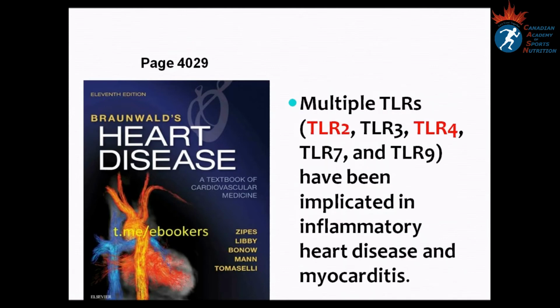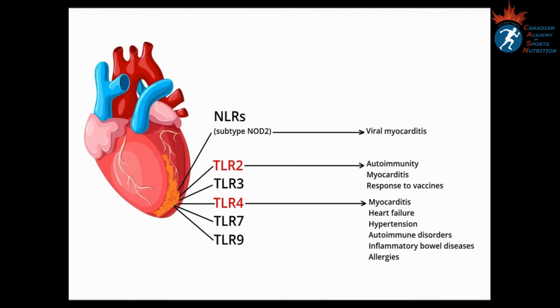Also in the same textbook, on page 4029, you can read, multiple toll-like receptors, TLR2, TLR3, TLR4, TLR7, and TLR9 have been implicated in inflammatory heart disease and myocarditis. This slide shows which subtypes of toll-like receptors and nod-like receptors are involved in heart inflammation. As you can see in this slide, there is a subtype of nod-like receptors called NOD2. NOD2 plays a role in viral myocarditis.